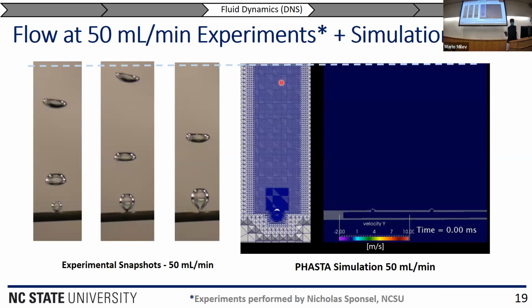And so we also looked at something more qualitative like this. So again, with experiments at 50 milliliters per minute and simulation at 50 milliliters per minute, you can see bubbles forming and reaching the same shapes, sizes, positions as the experiment, which was a good sign.